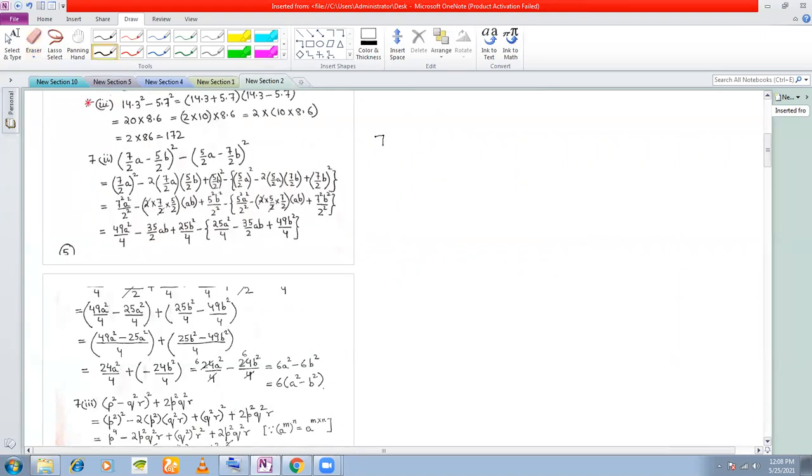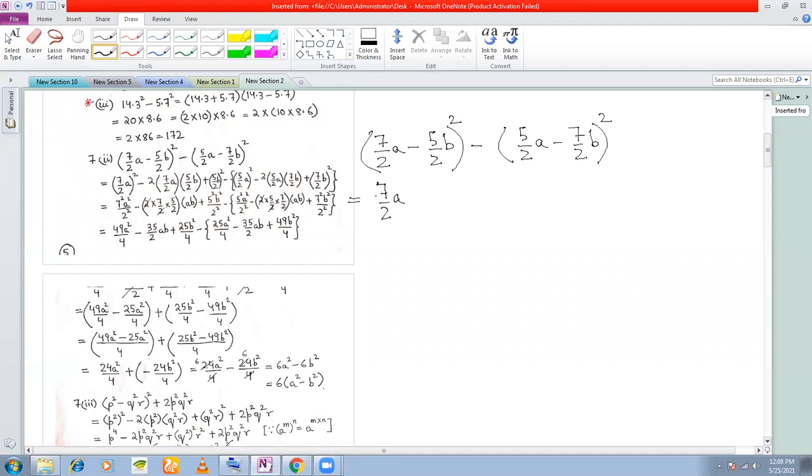Here you have (7/2a)² − (5/2b)² − [(5/2a)² − (7/2b)²]. You need to simplify this. First of all, this is in the (a − b)² form, so we'll expand the first term using the (a − b)² formula.